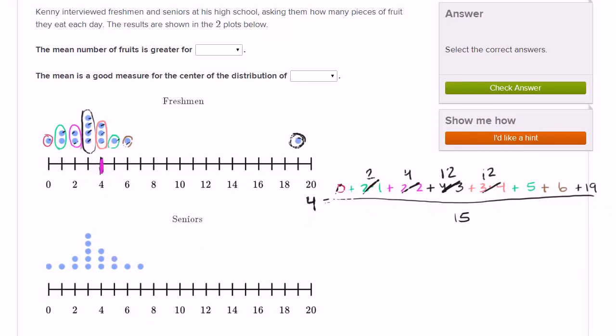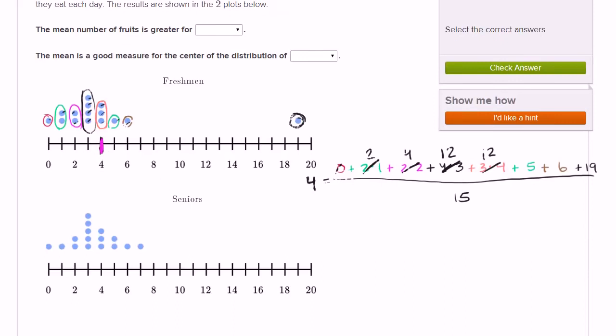Now let's do the same calculation for the seniors. So we have one data point where they didn't eat any fruit at all each day, not too healthy. Then you have 1, 1. So I'll just write that as 1. Then we have 2 2s. So plus 2 times 2. And then we have 1, 2, 3, 4, 5 3s. So plus 5 times 3.